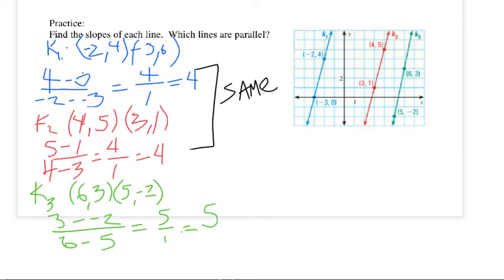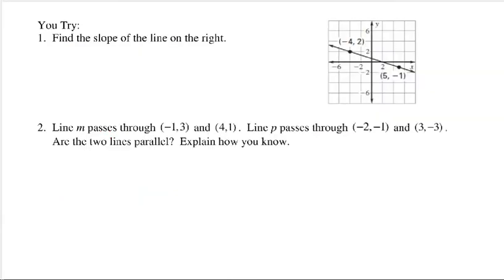On these questions, I would like you to try them out on your own completely. So for number 1, you want to find the slope of the line from the graph. And then for number 2, I give you 2 different lines, and I want you to tell me if they're parallel and how you know this. So please push pause, and then you can work them out, and push play when you're ready to check your answers.